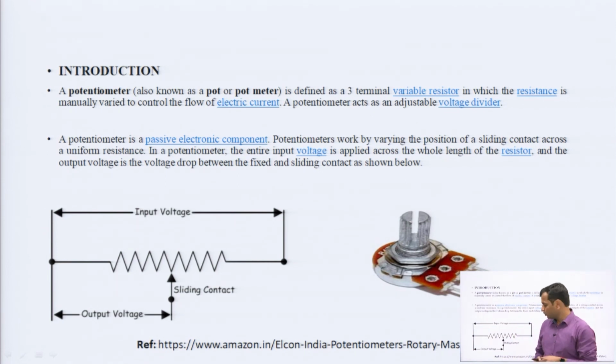Okay. So, if you see the diagram, this is our input voltage and this is our resistor and this is our sliding contact. By moving this sliding contact, we can change the output voltage. That is why a potentiometer can be used as a voltage divider, and by varying this sliding contact, we can also measure the displacement, we can get the displacement in terms of output voltage. So, it is known as the potentiometer.